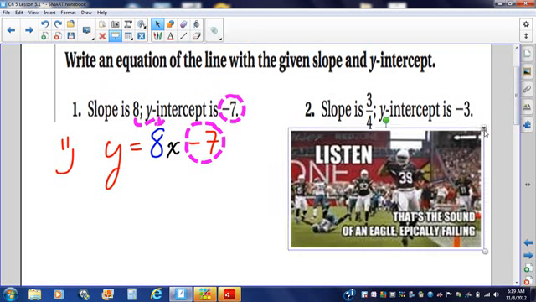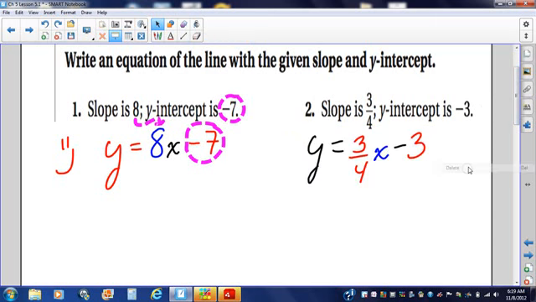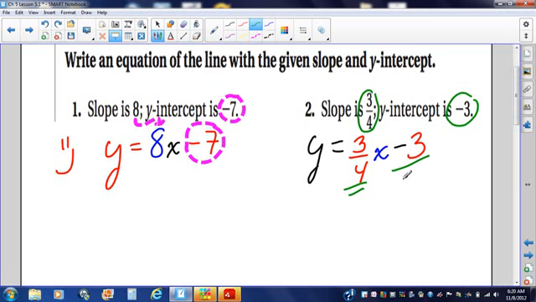Very nice. Pause the podcast, work the problem out, and then you can start it back up and check your answer. Alright, you should have on your paper y equals 3/4x minus 3. 3/4 is my slope, touching the x, and the y-intercept is -3.